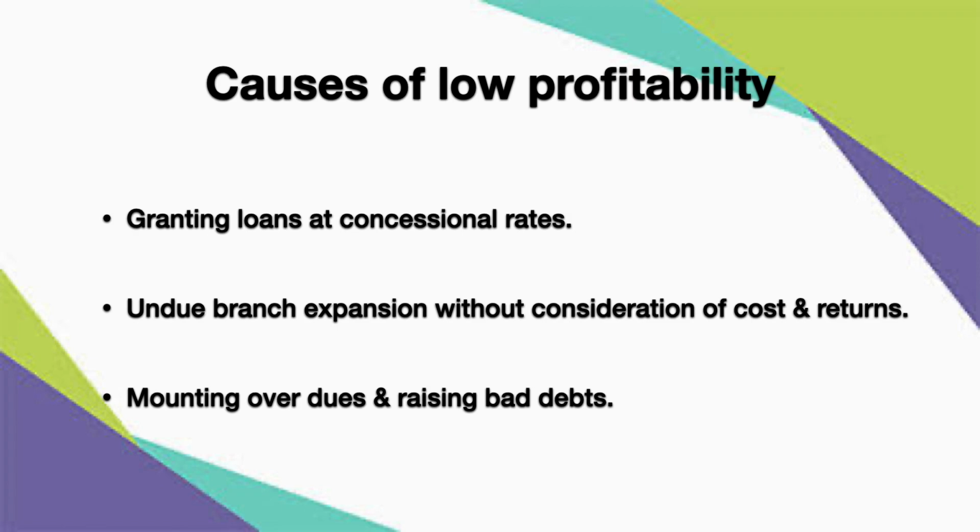Number two, undue branch expansion without consideration of cost and return. We can see that certain banks unnecessarily start putting up branches within the same locality. Same bank, you might have 5 to 6 branches. That means it is undue branch expansion. Now if transactions improve, there are more people demanding service, and there are more customers that you need to handle, then you can open up a branch.